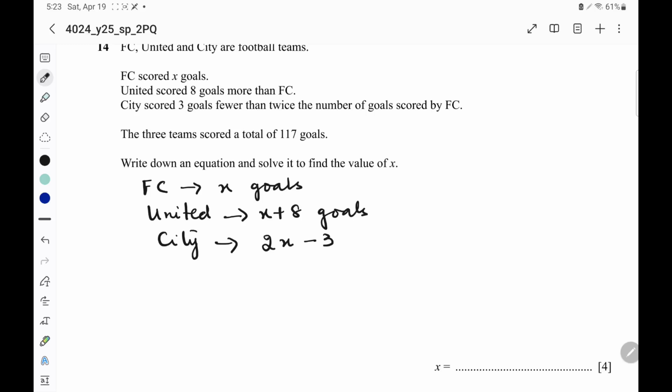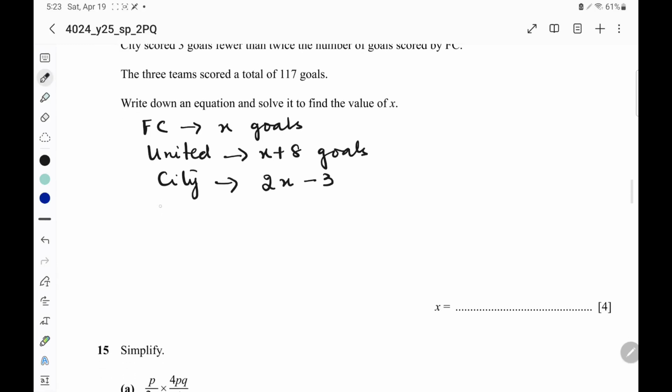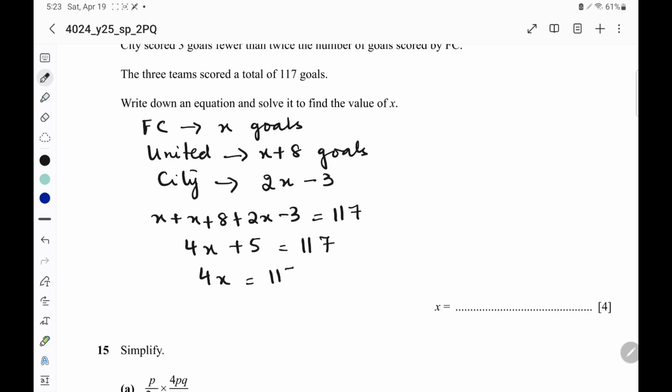Alright. The 3 teams scored, the total is 117. So x plus 8 plus 2x minus 3 is equal to 117. Write an equation. This is the equation, and solve it to find the value of x. So x plus 2x will become 3x, and 8 minus 3 is 5, equals 117. 4x is equal to 117 minus 5, which is 112, divided by 4. 4 2s are 8, and 4 times 2 is 4 8s are 32. Okay, so that is 28. x is equal to 28.